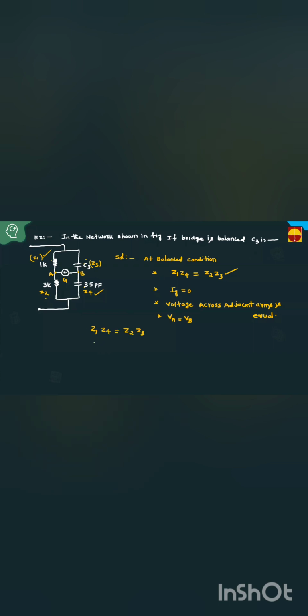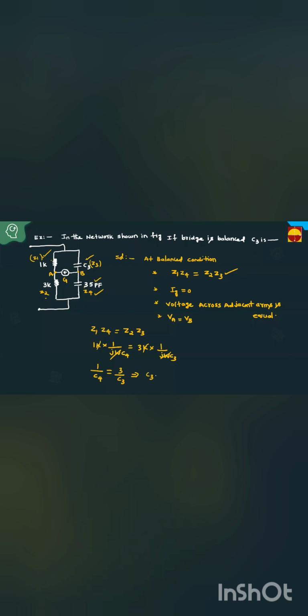What is the Z1? 1 kilo. What is the Z4? Z4 is the capacitance. You have to write impedance as 1 by j omega c. Let 1 by j omega c4 equal to... Z2 equal to 3 kilo ohms. Z3 is capacitance. Capacitance directly don't take. You write impedance 1 by j omega c3. J omega cancels. This kilo cancels. 1 by C4 equal to 3 by C3.